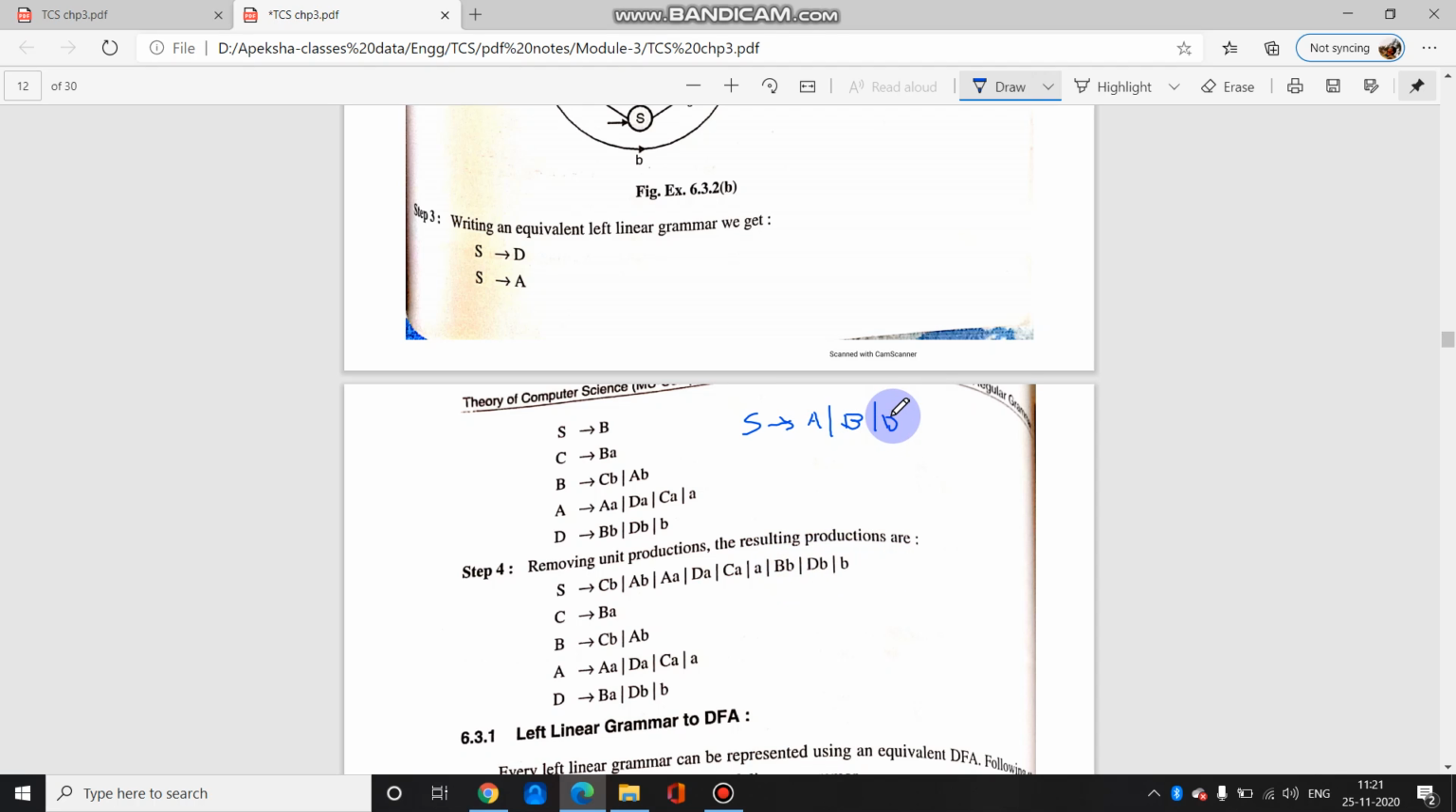क्योंकि यूनिट प्रोडक्शंस डायरेक्टली नहीं, मतलब it is like very lengthy, unnecessary, so we'll just combine it. सो यूनिट प्रोडक्शन इज दिस. So after removing that, combining, we get S का start symbols as these productions and rest of the productions as it is. So this was all about DFA to left linear grammar.